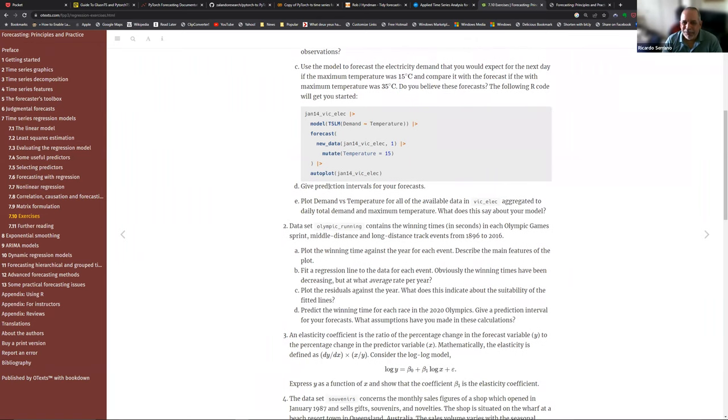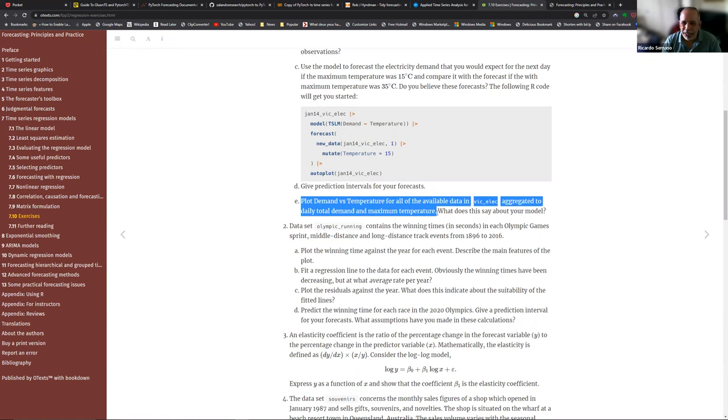Now, this one was the one that gave me a little bit of headache. Give the prediction intervals for your forecast for the 15 degrees Celsius and the 35 degrees Celsius. That's where that link of the blog of Rob Hyndman comes in handy. Because there's a function that doesn't appear in the package, doesn't appear anywhere, that gives you exactly that. So check the article.